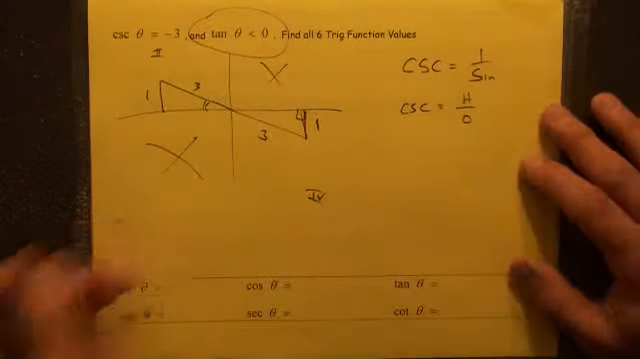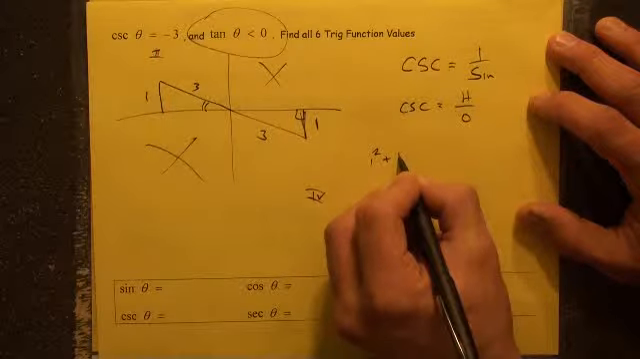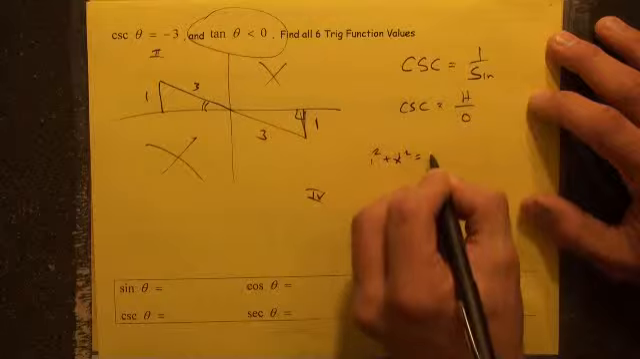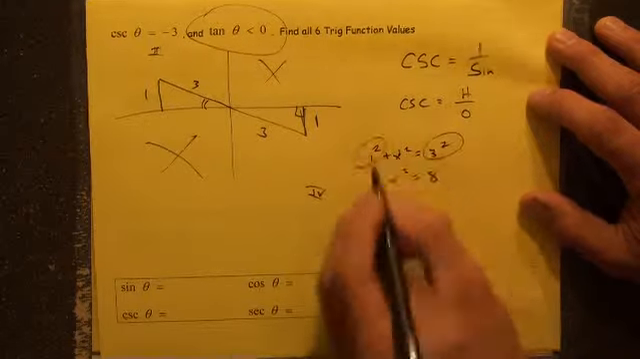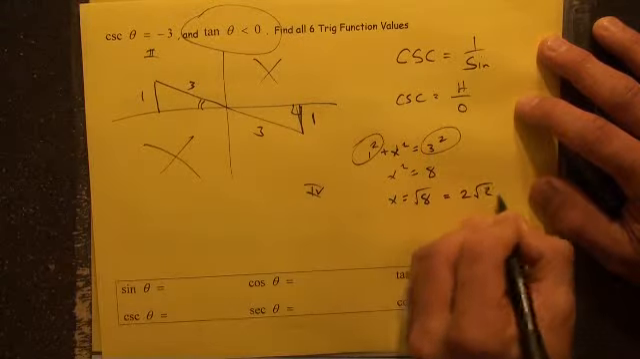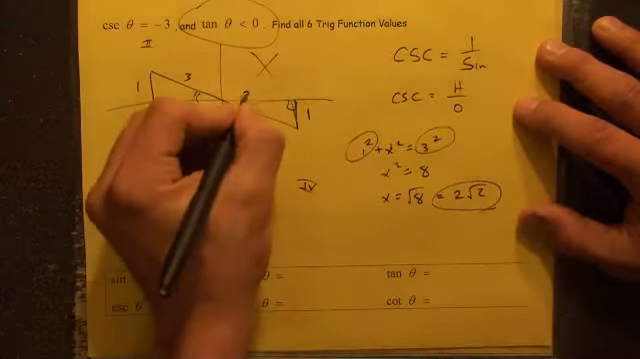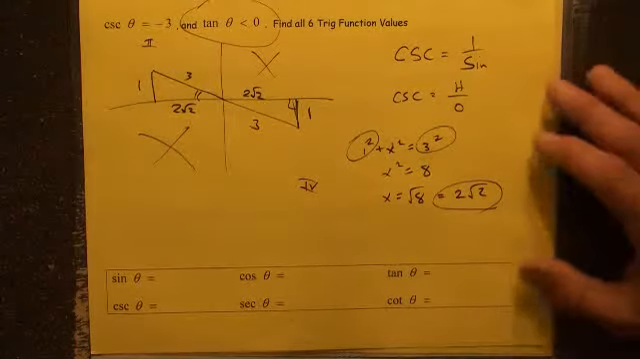Okay, then we're going to do the Pythagorean theorem again. 1 squared plus, this time, x squared equals 3 squared. Therefore, x squared is 8, because that's a 9, that's a 1. Square root will give you root 8, or in other words, 2 root 2. So 2 root 2 is the x value.